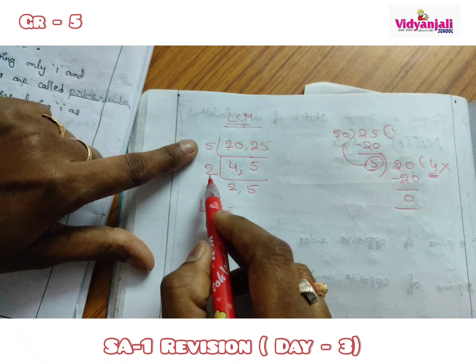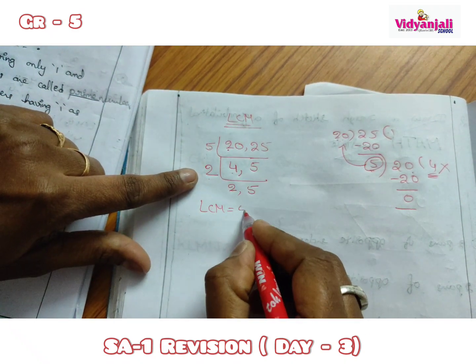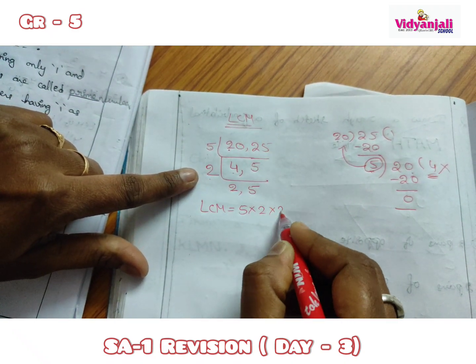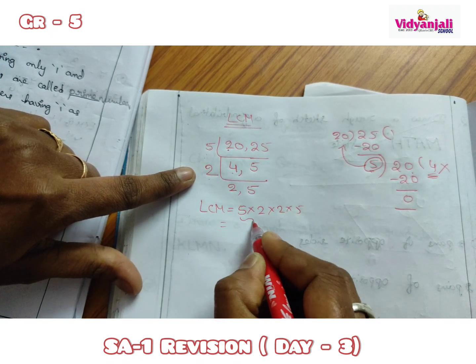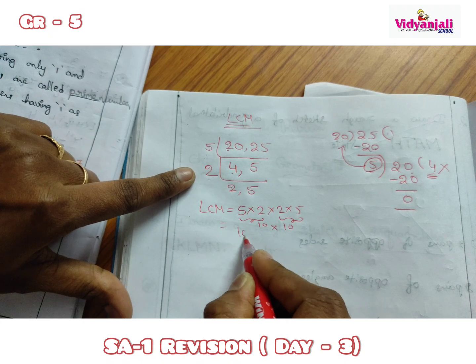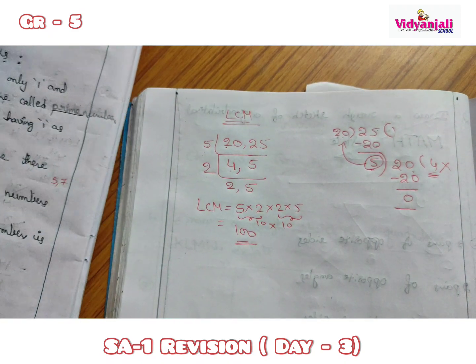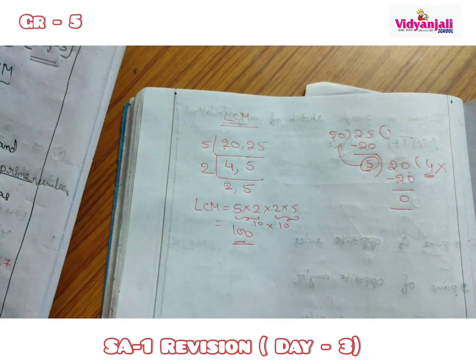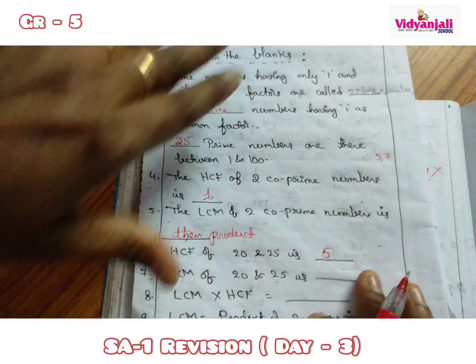Then what is the LCM? LCM is 5 into 2 into 2 into 5. We know 5 2s are 10, 2 5s are 10. What is 10 times 10? 100. So what is the LCM of 20 and 25? 100.